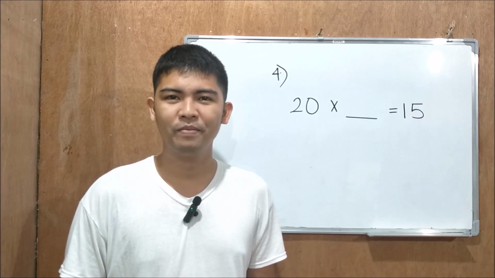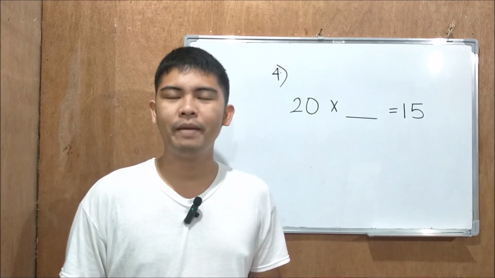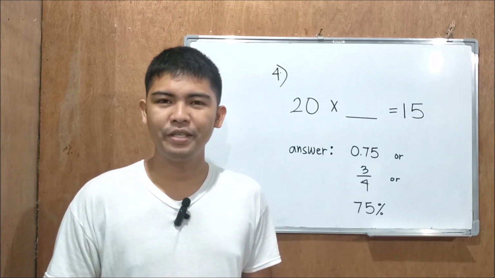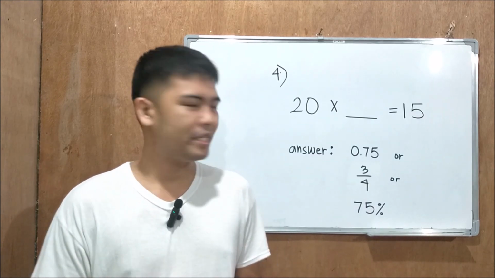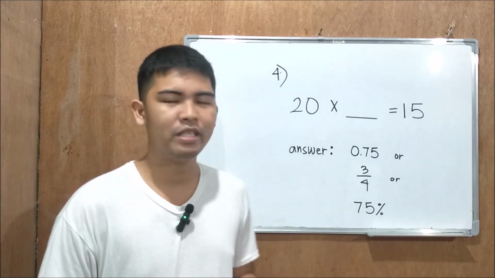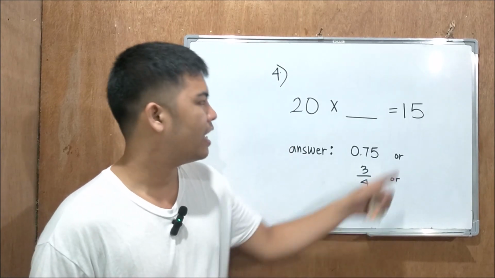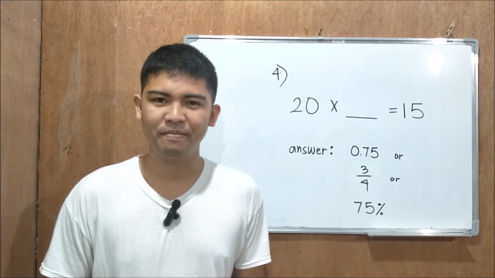Question number 4. Unsay ato i-multiply sa 20 para mo answer og 15? The answer is 0.75. Pwede sad siya 3/4 or pwede po 75%. So kung i-multiply na to ang 20 sa any of these, ang answer is 15.